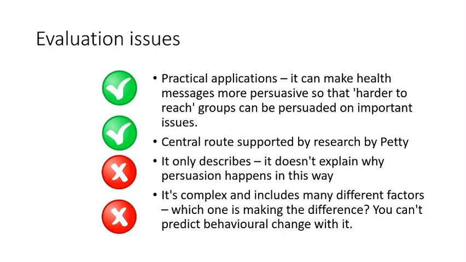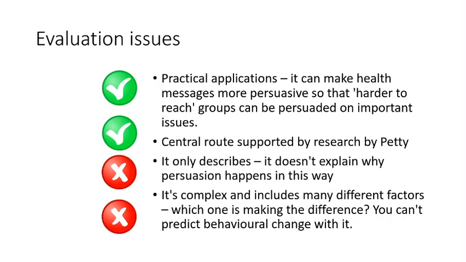The other thing is that it's complex and has got lots of different factors in it. How do you know which particular factor is making the difference? Is it that they're busy, or is it that they've got a lower need for cognition, or is it that it's personally relevant? What in particular is making the difference?